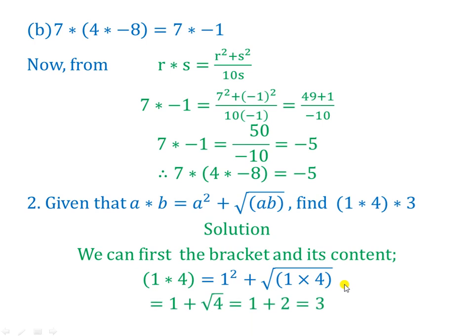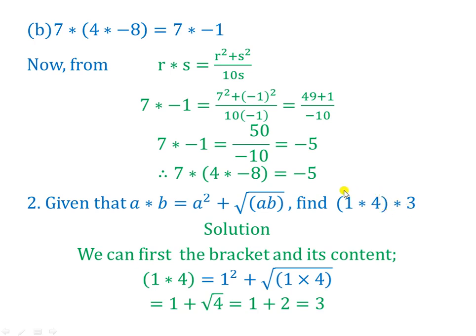And when you multiply 1 by 4, you will get 4. So it means now 1 squared is 1, then plus square root of 4. But remember the square root of 4 will be considered to be 2. And when you add 1 plus 2, you come up with 3 as your answer. We have only found 1 * 4. But the question was talking about 1 * 4 then * 3.